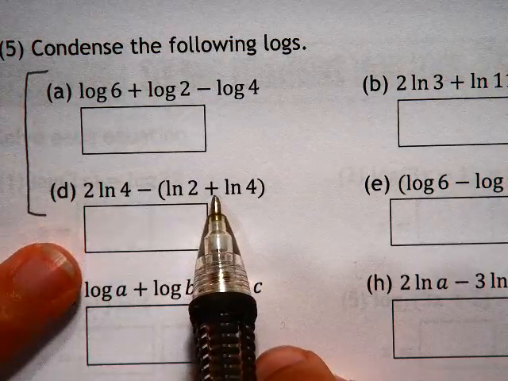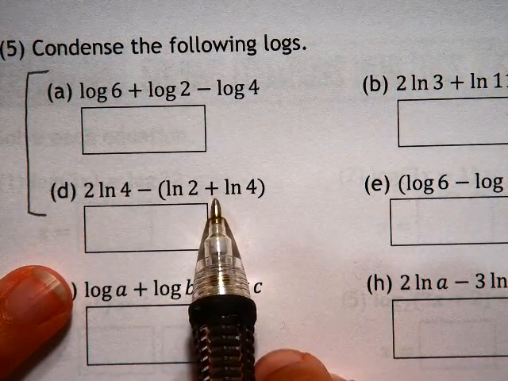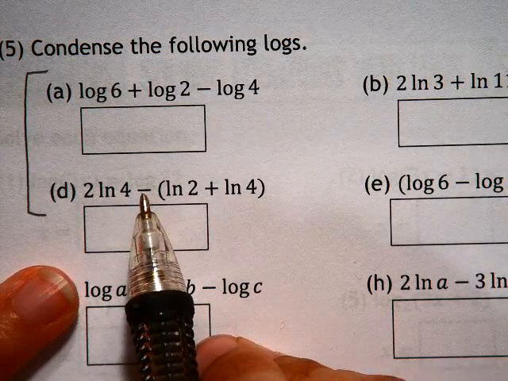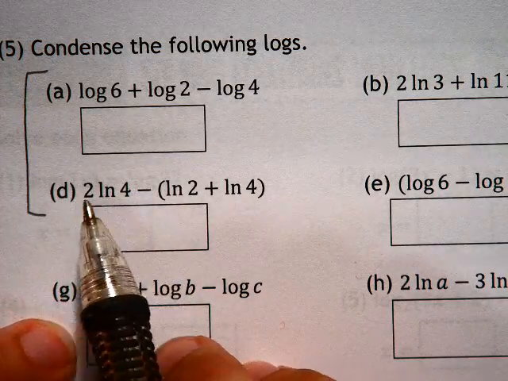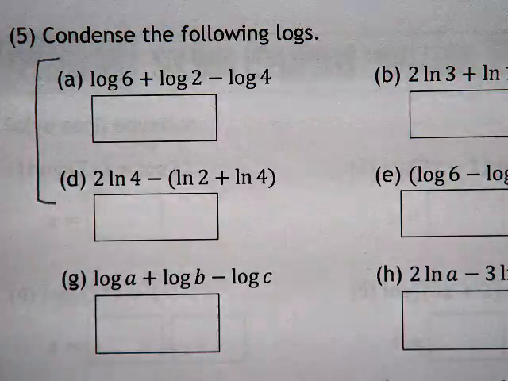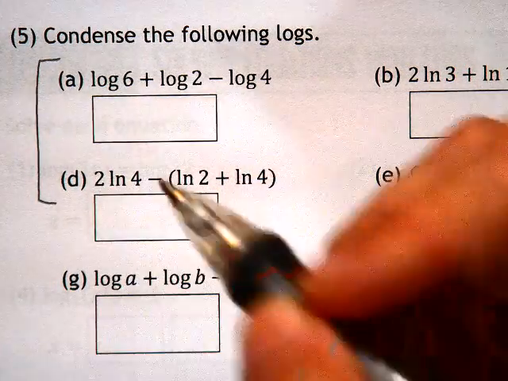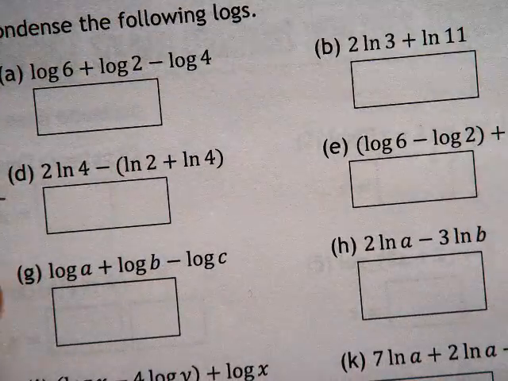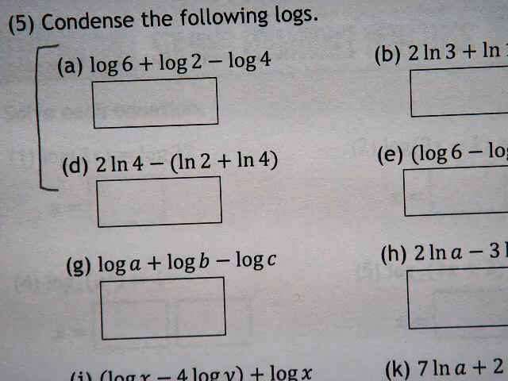It has the product property, which you can see with the plus sign. It has the quotient property, which you'll recognize by the minus sign. And it has the power property, which you'll recognize because there's a number in front of this 2 natural log 4 situation. So, first thing I'll do is take care of powers.